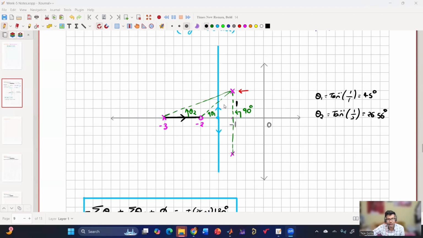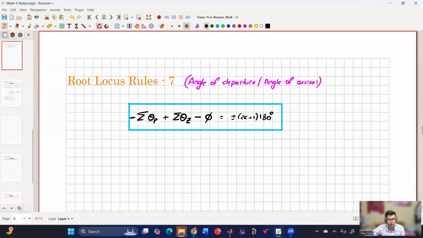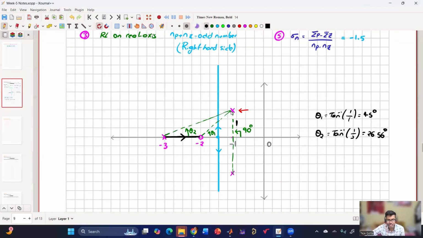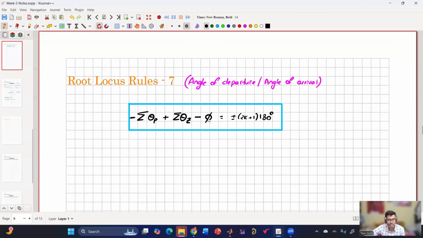So now we have to calculate angles of all the poles with that pole, angles of all the zeros with that zero, minus angle of departure equal to plus or minus 2k plus 1 into 180 degrees. Why minus? Because this is also a pole, so that's why we'll have a minus sign. If it is a zero, then we'll have a plus sign. Angle of departure means it is moving from a pole, so pole has a minus sign, so that's why minus sign. Angle of arrival will have a plus sign.